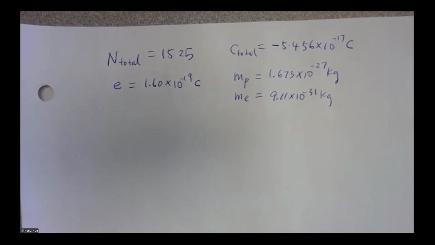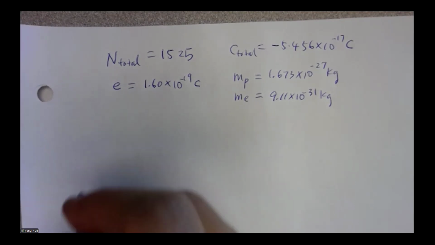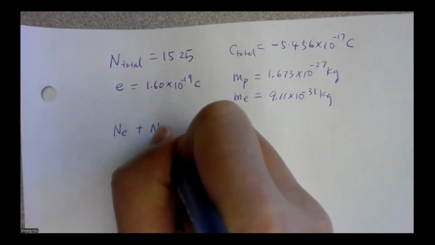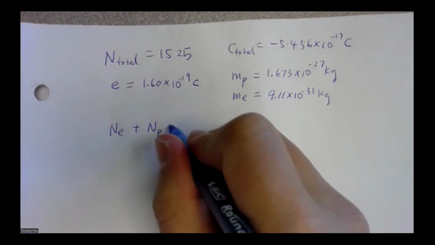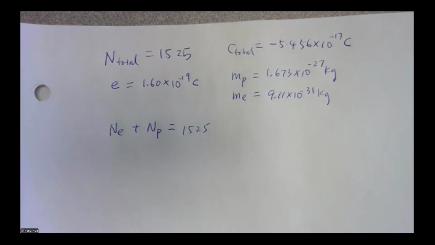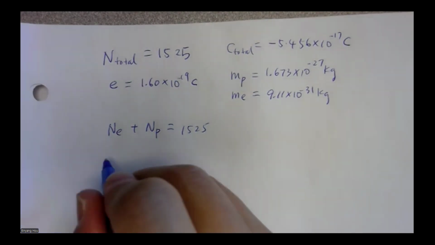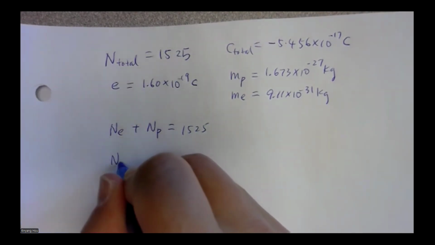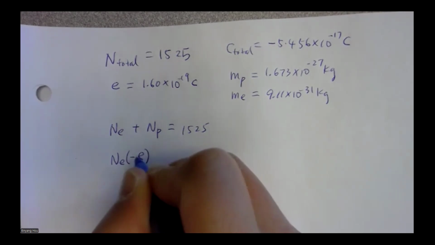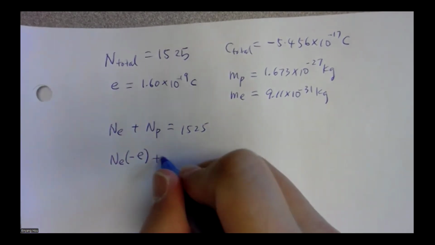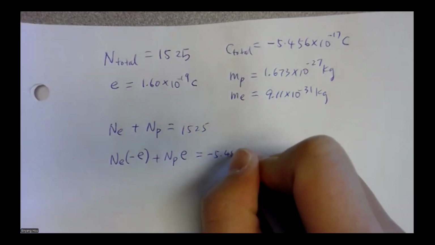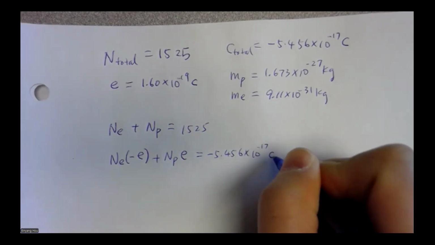All right, so let's call the number of electrons capital N sub E, and the number of protons capital N sub P. The total of these two adds up to 1525. And then for the charges: the number of electrons times minus e, because electrons are negative charge, plus the number of protons times positive e, equals negative 5.456 times 10 to the minus 17 coulombs.